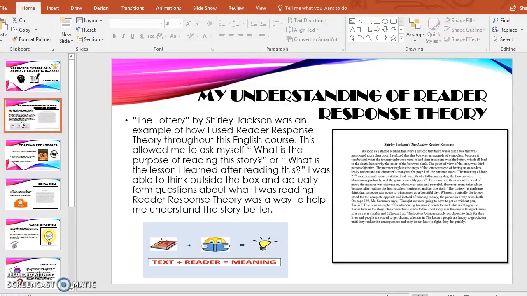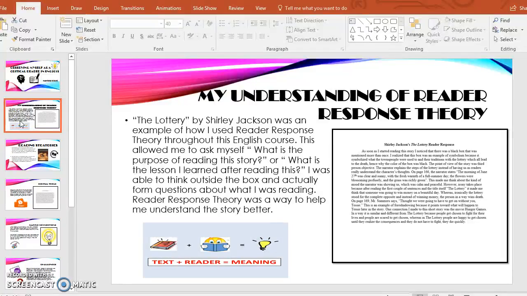Normally, when I start reading any book, I don't really ask myself, what is the lesson I will learn after reading this? I'm used to reading either because I have to or usually because I'm being tested on what I've read. This semester, I was able to actually form questions while I was reading. I was able to point out things like point of view, symbolism, tone, and characterization within the story.